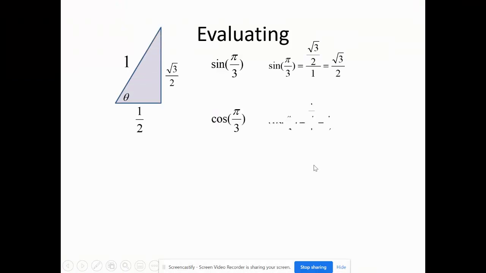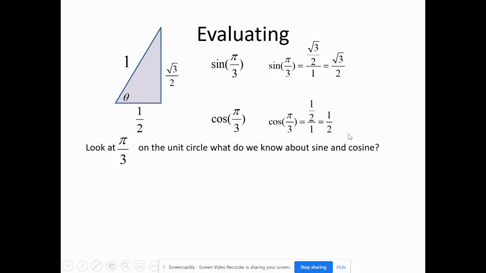All right. What about cosine of pi over 3? Same triangle. So cosine is equal to the adjacent side over the hypotenuse. Since the hypotenuse is 1, that doesn't really matter, so the answer is 1/2. But look at pi over 3 on your unit circle, your perfect unit circle that has all the answers on it. That's where we're going for all these answers. What do you notice at pi over 3 about root 3 over 2? And what do you notice about pi over 3 about 1/2?